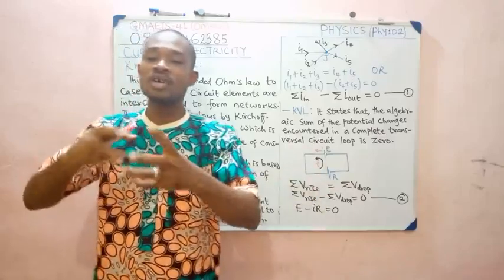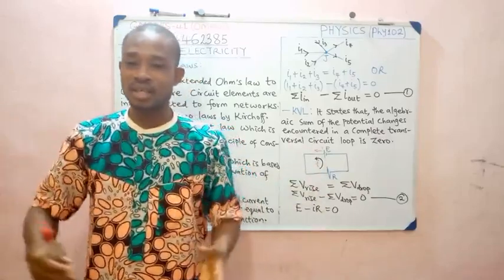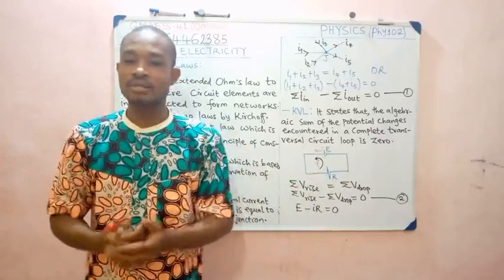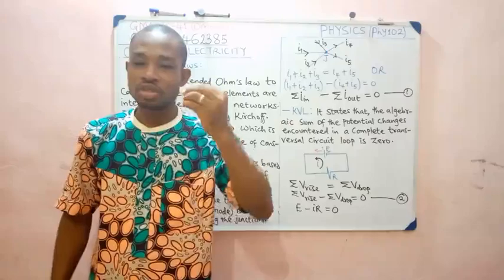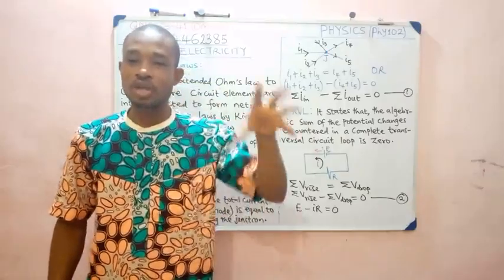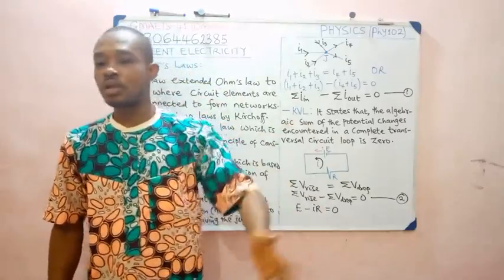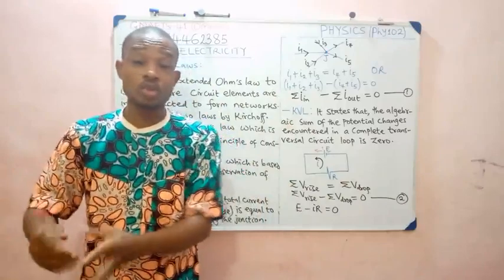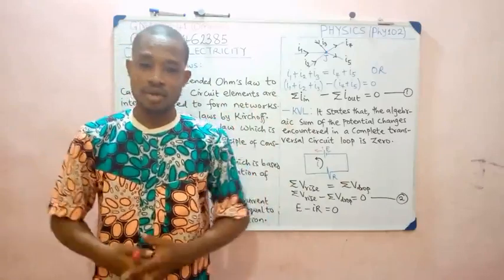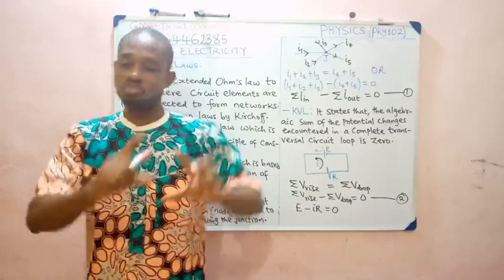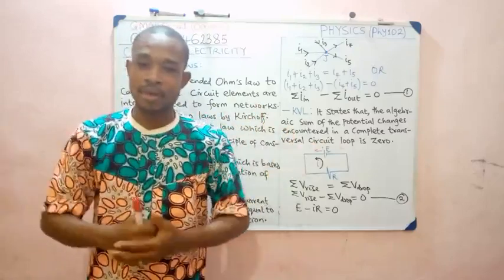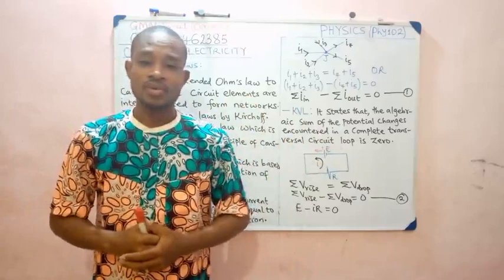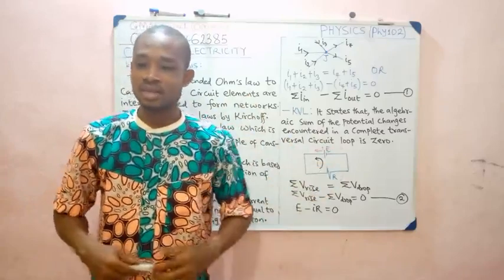You could still have maybe 2 or more loops connected, but the analysis is all the same. Get the potential rise and potential drop for each loop. If it contains 2 or more loops, you need to form a simultaneous equation which you have to solve to get the current in the circuit, perhaps in each loop as the case might be. In the next video, we're going to see how we apply this to solving problems.